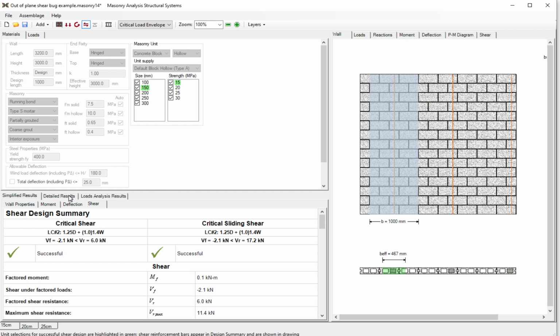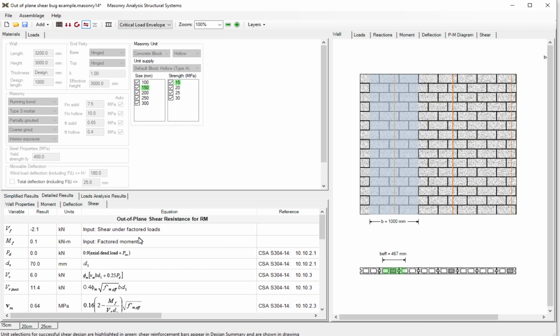And so before I get into showing a little bit more details, I just want to show we do have these two options just to review for the output. So right now we're looking at the simplified result, and we have the shear tab selected. But if we click on detailed, you'll see we actually have some more information that shows up here with formulas, with code references and everything. And so this is something I'm going to be referring to.